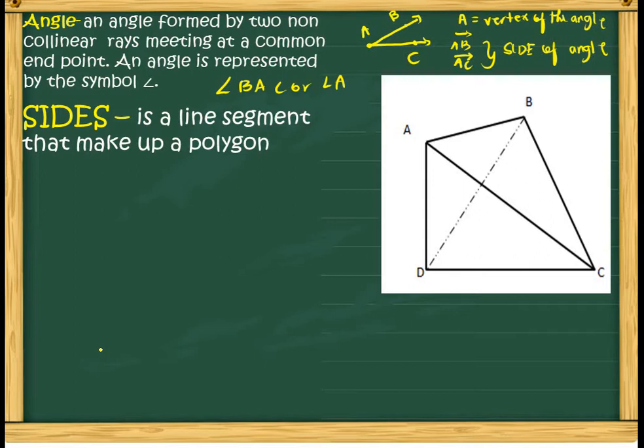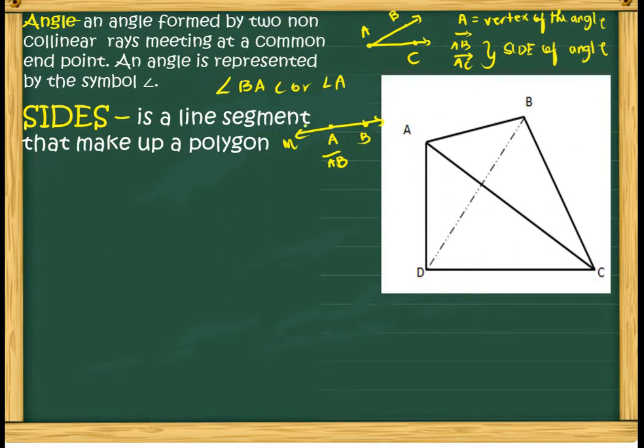Next, we have the word sides. So a side is a line segment that make up a polygon. So let's consider this polygon. Sides is a line segment that make up a polygon. So ano nga ba ang ibig sabihin ng line segment? Si line segment ay part siya ng line that has two endpoints. So here, we have line M at meron siyang segment dito, and we have here segment AB. So ibig sabihin, si line segment part lang siya ng line that has two endpoints.